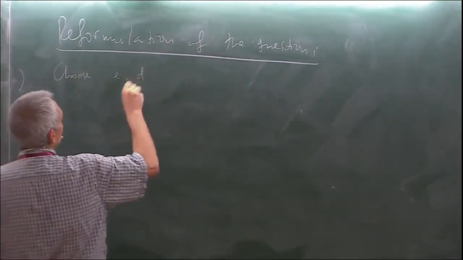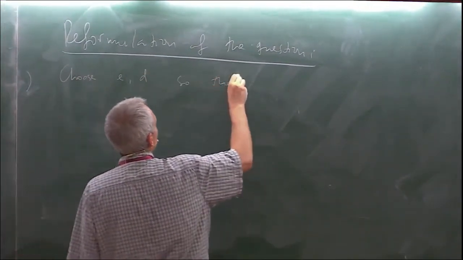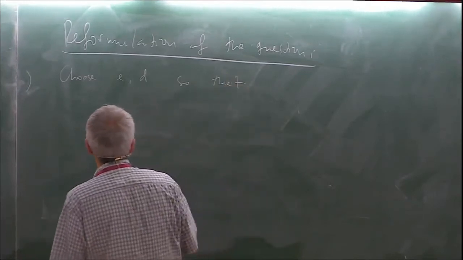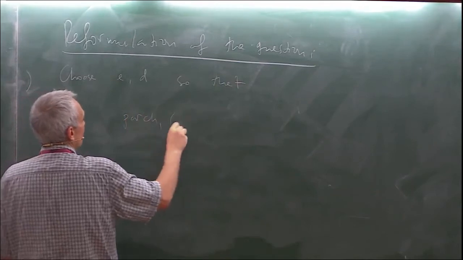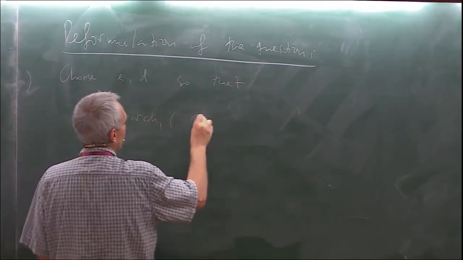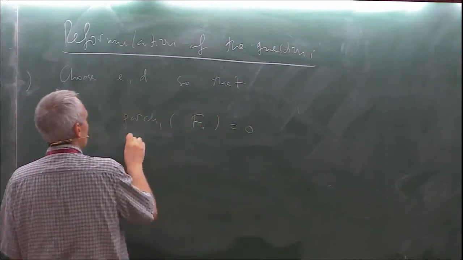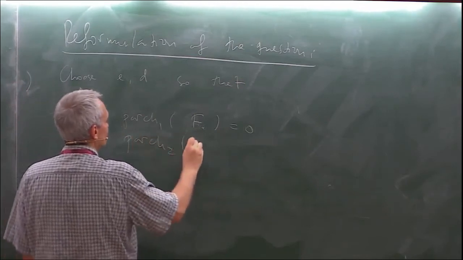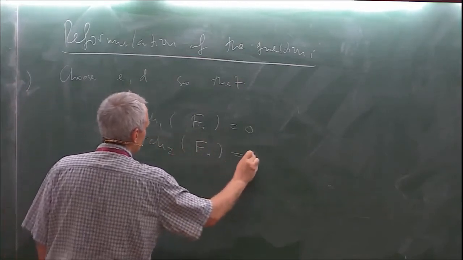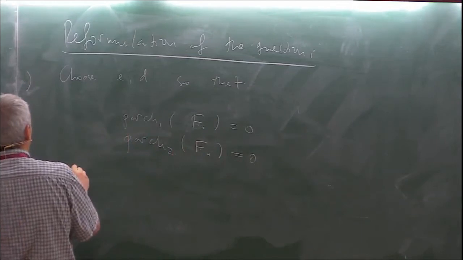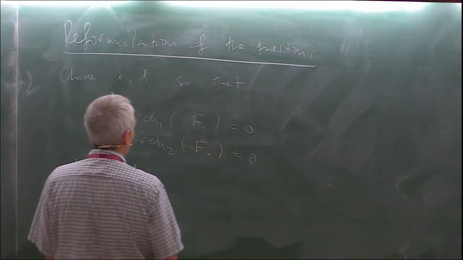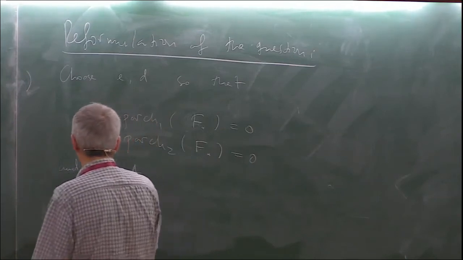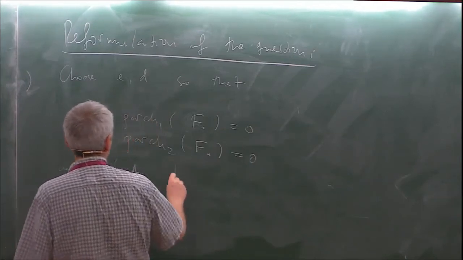Choose E and D so that the first parabolic Chern class of the push forward is zero, the second parabolic Chern class of the push forward is zero, and for all A, the Hecke condition holds.